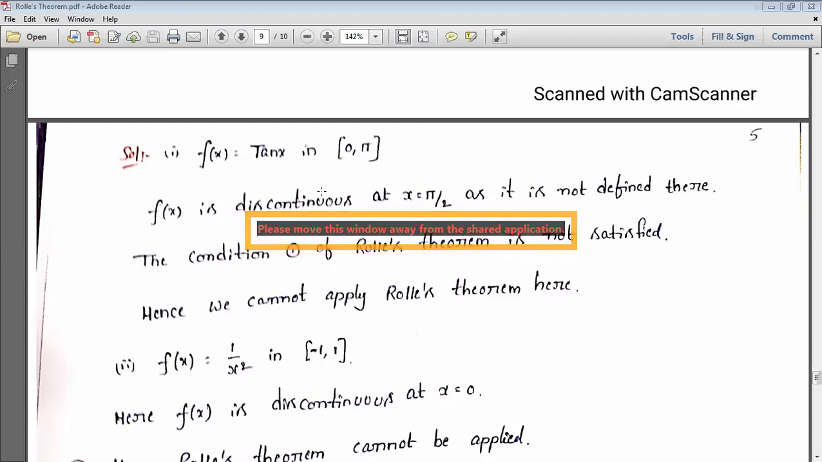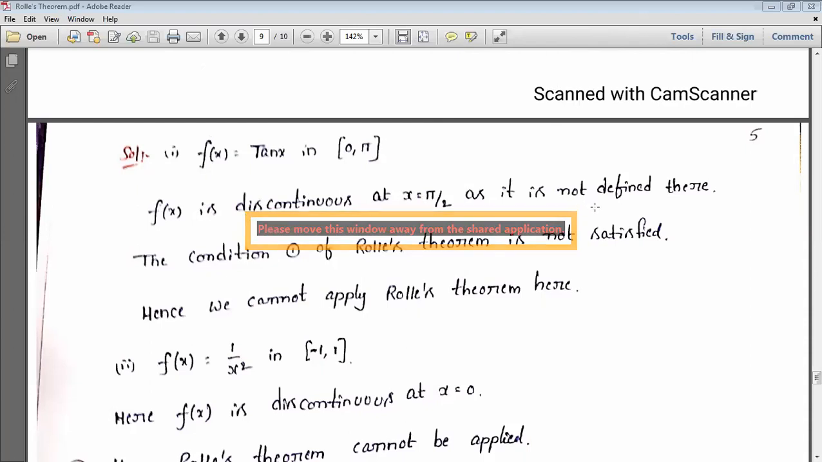Okay, if you see that here it is, f of x is discontinuous at x equal to pi by 2. Why? So what is the value of tan pi by 2? Tan pi by 2 is nothing but infinity. So it doesn't satisfy the condition, it is not a continuous function, because at pi by 2 we are getting infinity. So at x equal to pi by 2, this function is discontinuous.